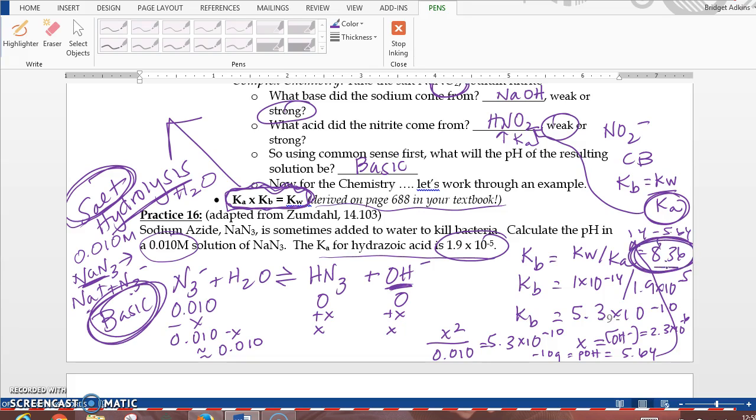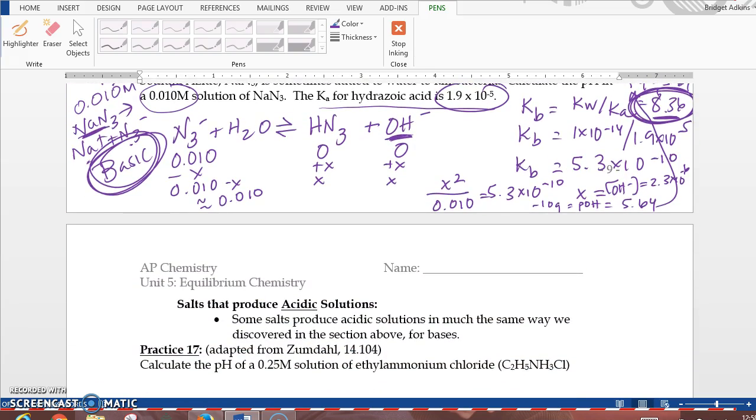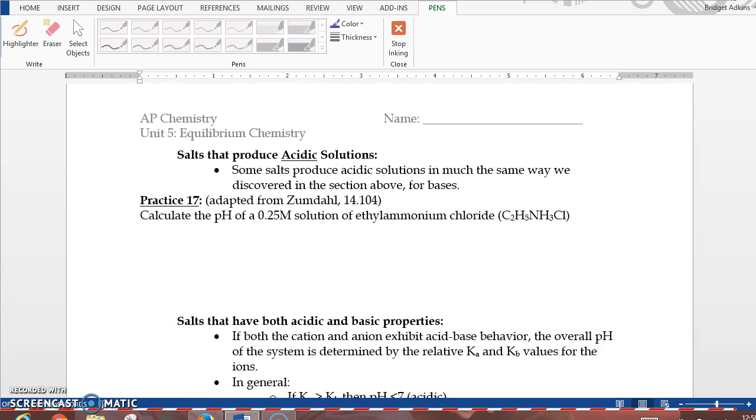So indeed it is basic, not hugely basic, but just the hydrolysis of this N3 minus causes it to be a basic solution. Okay? We're going to do one more together, and then we've got some examples of salts that we may do together in class based on how this goes.